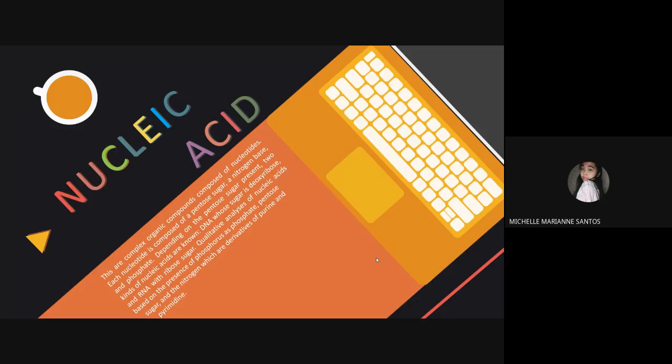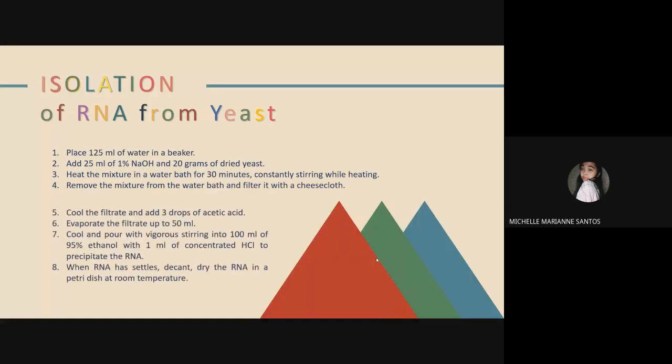A qualitative analysis of nucleic acids is based on the presence of phosphorus as phosphate, pentose sugar, and the nitrogen bases, which are derivatives of purine and pyrimidine. Next is the isolation of RNA from yeast. Step 1 in isolation of RNA from yeast is place 125 ml of water in a beaker. Second, add 25 ml of 1% sodium hydroxide and 20 grams of dried yeast.